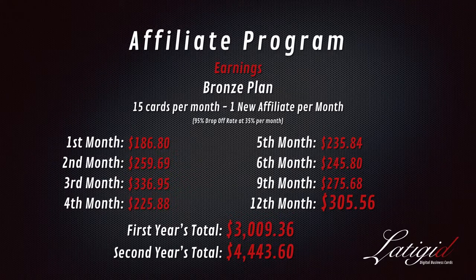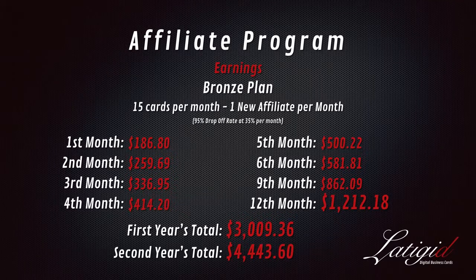Now all of a sudden you can see it starts jumping, right? Instead of $225 in the fourth month, you'll make $414. And in the fifth month, instead of $235, you'll make $500. That's over double what the basic plan gives. And then in the sixth month, instead of $245, you will make $580. In the ninth month, instead of $275, it's $862. And in the 12th month, instead of $305, you will make $1,212, and that is just for the 12th month.